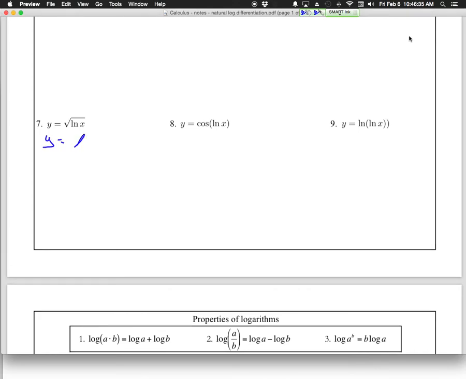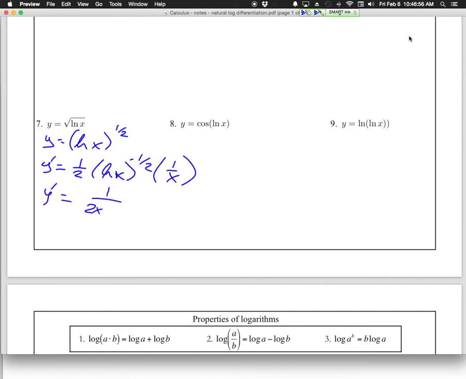So this is the same thing as the natural log of x to the 1/2, correct? Yeah. So Justice, what do I have to do there? You have to move the exponent out, keep the inside, subtract 1, and take the derivative. Very good. So we end up with 1 over 2x, natural log of x, to the 1/2.